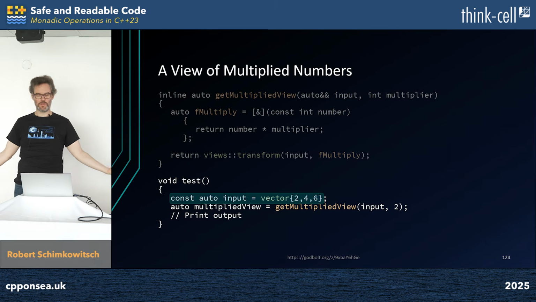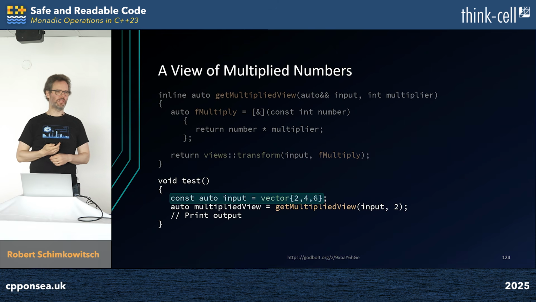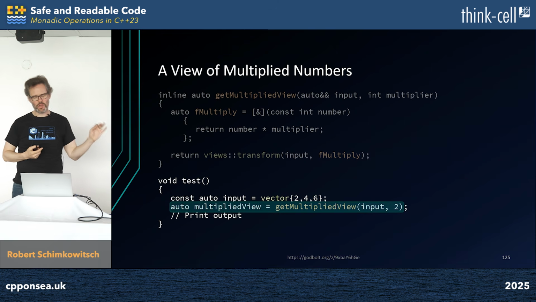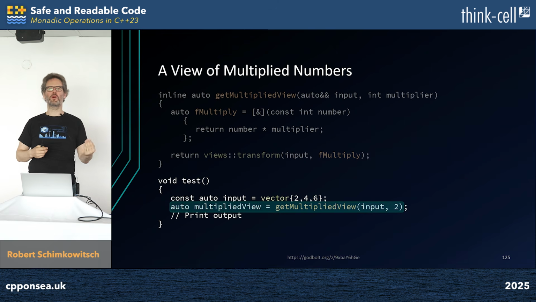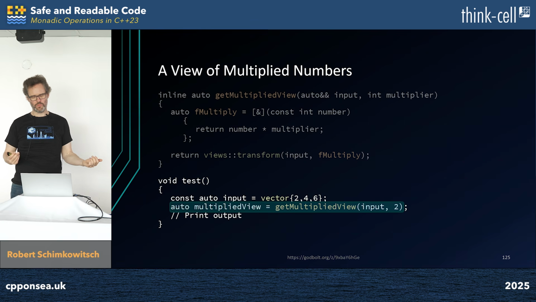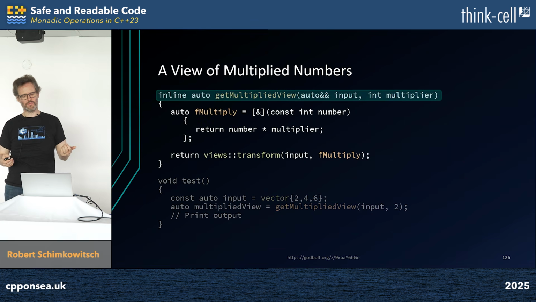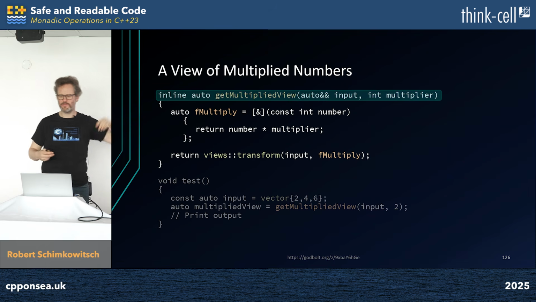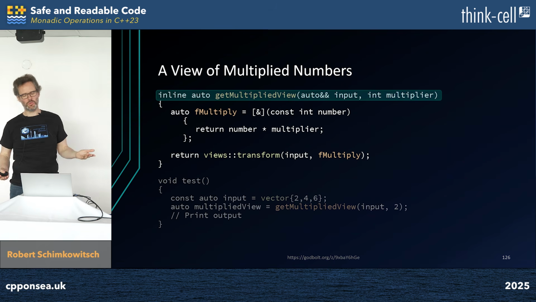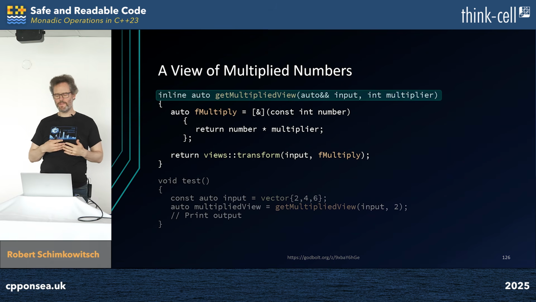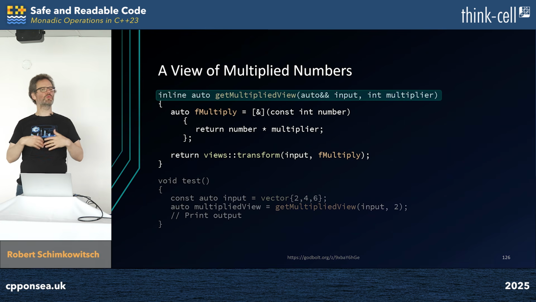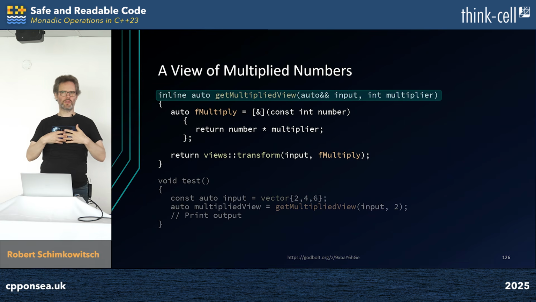Here we start at the bottom with a vector of numbers. And what we want is to get a view of those numbers multiplied by 2. And so we use a function that returns such a view. And the function is above. Get multiplied view takes an input range and a multiplier and returns a new view which contains what I want.